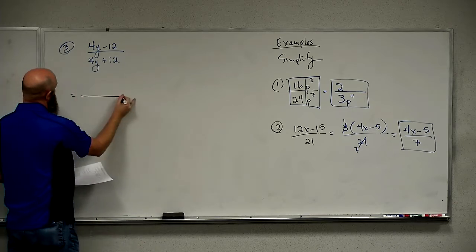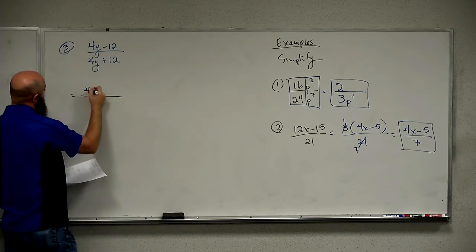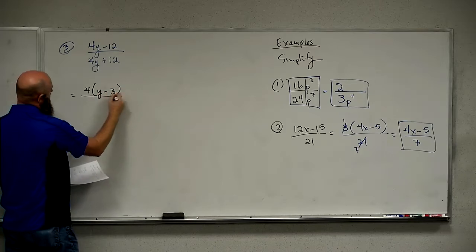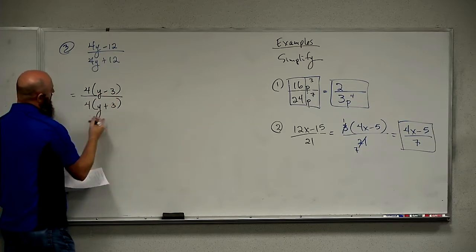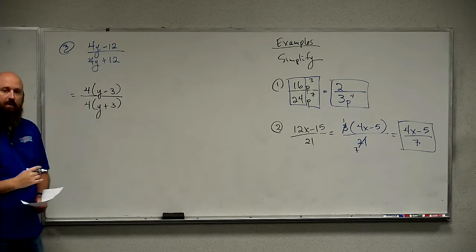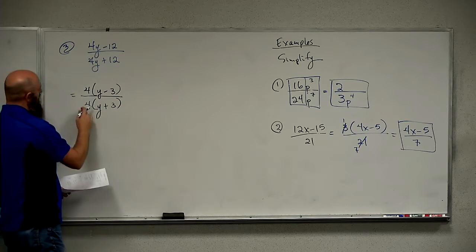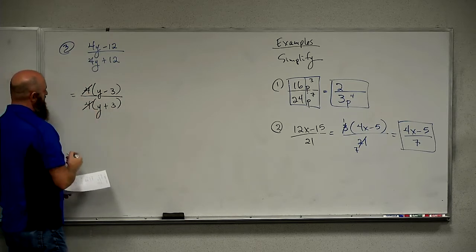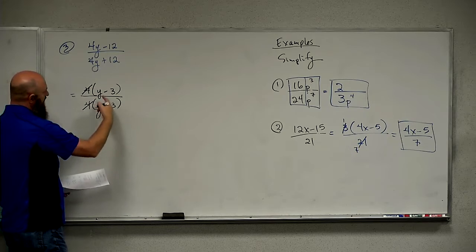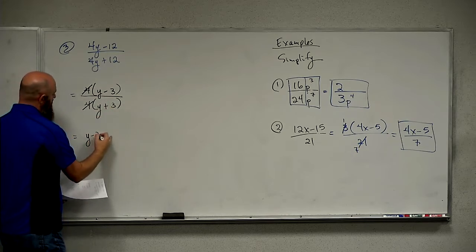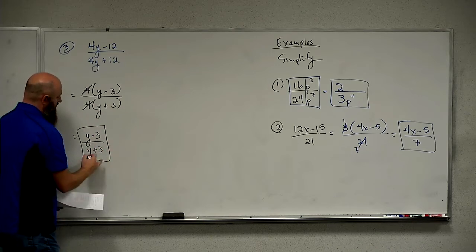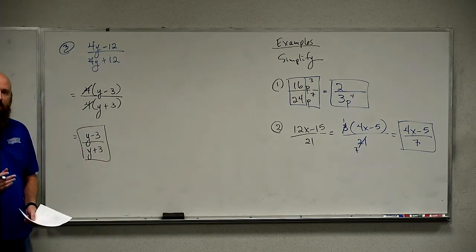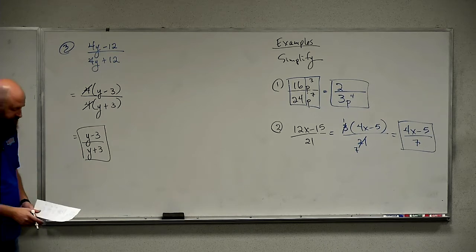Well, on top, we can factor out a 4, get y minus 3. And on the bottom, I can factor out a 4 as well and get y plus 3. So now we can see that those 4s are the same, so they're going to cancel out. But there's nothing else to factor. These are not the same because they have different signs. So we get y minus 3 over y plus 3. And that is my answer, okay, because those are different signs.